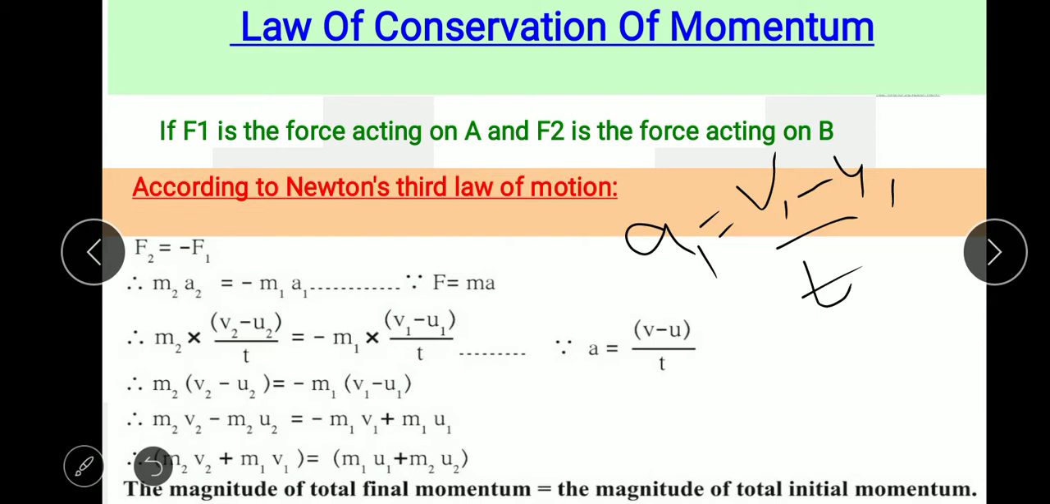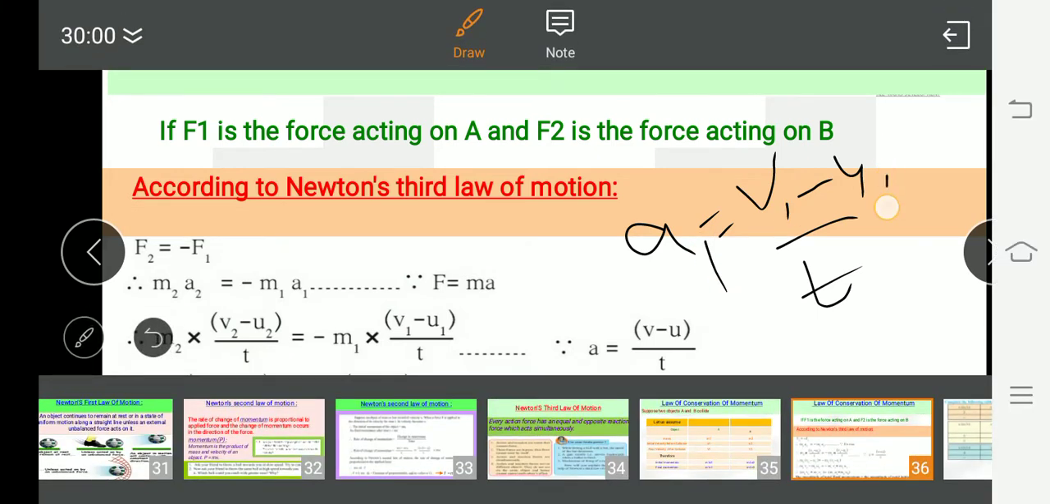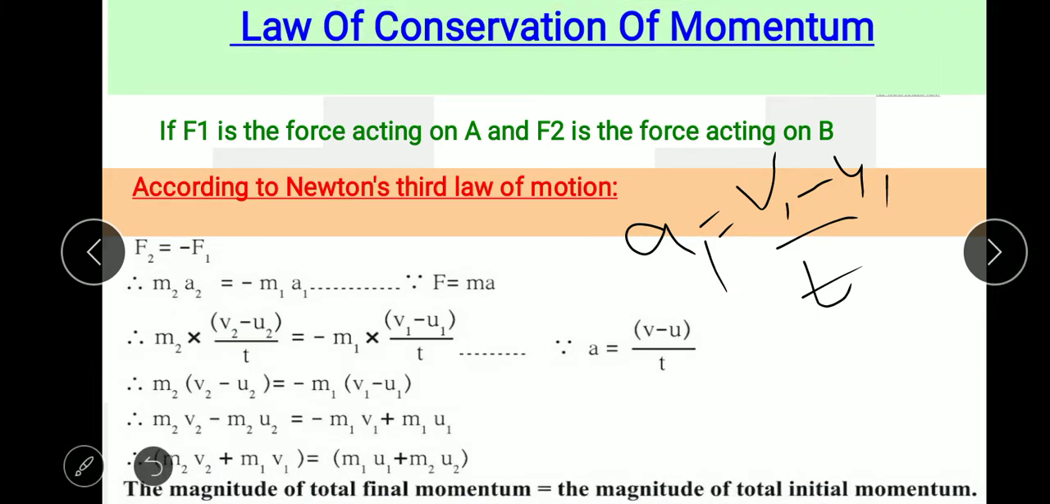Object a and b. Now here, we know acceleration is change in velocity per unit time, students. So here acceleration is equal to v minus u upon t. I have used the formula v minus u upon t. When we use a1, it will become v1 minus u1 upon t. And for a2, a2 is equal to v2 minus u2 upon t.